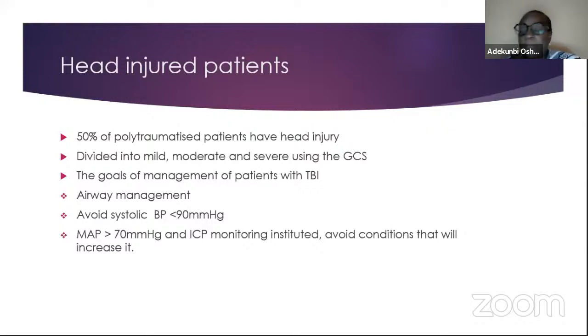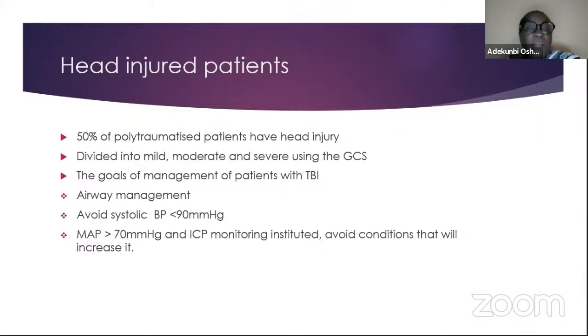And the goals of management of traumatic brain injury, apart from the normal management in the ICU, in this patient, prior to transfer, you want to manage the airway to protect the airway. So they may require definitive airway management like intubation, or they may require a tracheostomy if there's also trauma to the face or concomitant pain.